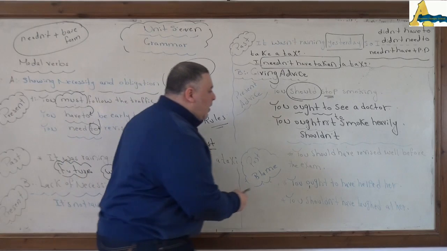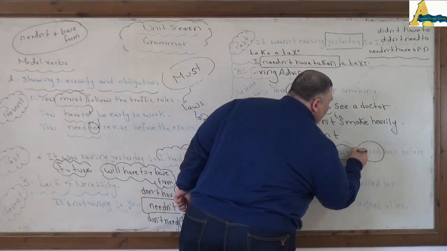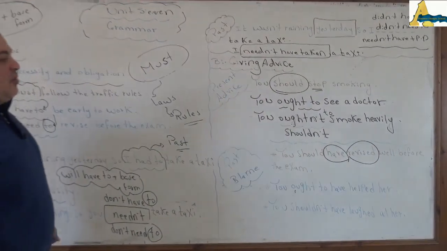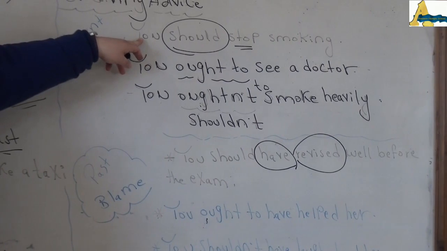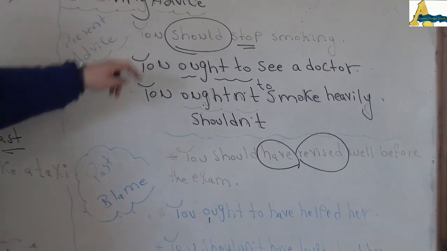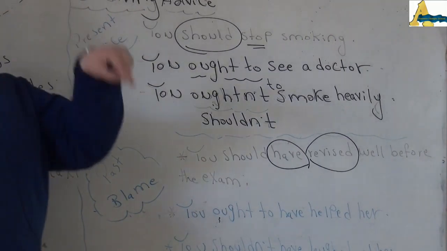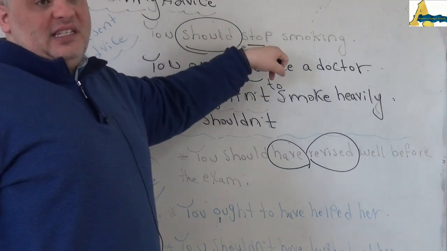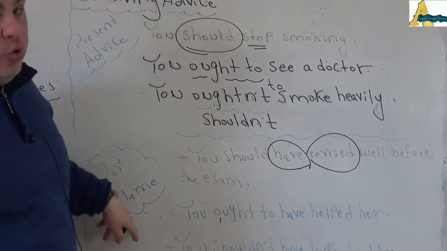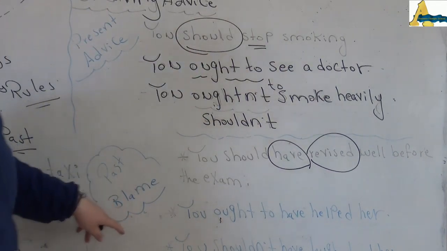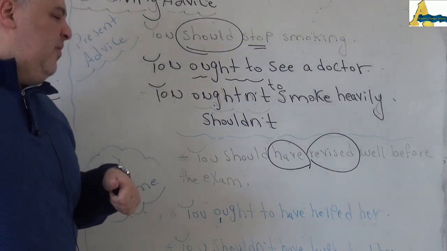And that's usually created by following should with have and then the past participle of the verb. So you should have revised well before the exam. So you can see here the difference between you should stop smoking, for example, and you should have stopped smoking, for example, is that the advice in the present is using should plus the base form, and in the past it's not going to be a piece of advice at that time, it's going to be a piece of blame. And that's why I will say you should have revised well before the exam.